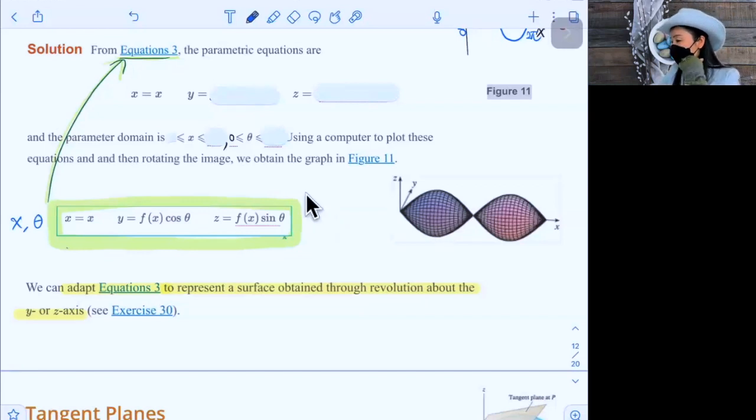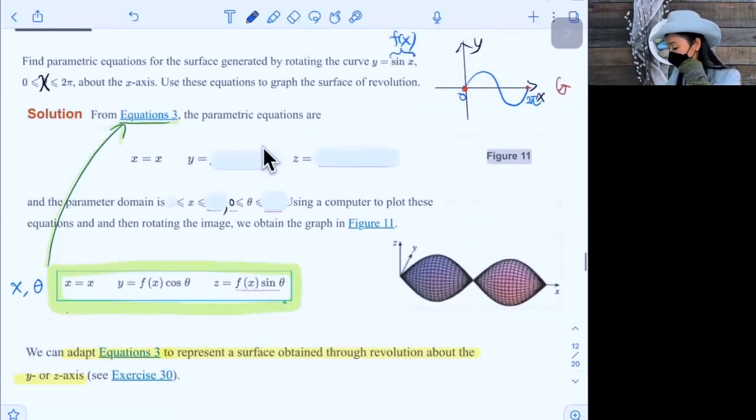Now, according to this, it's the surface of revolution. So we have x equals x, y equals what? Sine x cosine theta, right? Because f of x over here is sine x. In this case, it is sine x, and you just put that in. So it will be sine x cosine theta. What about z? Z equals f of x, which is sine x, and sine theta. You got it. Okay, good.